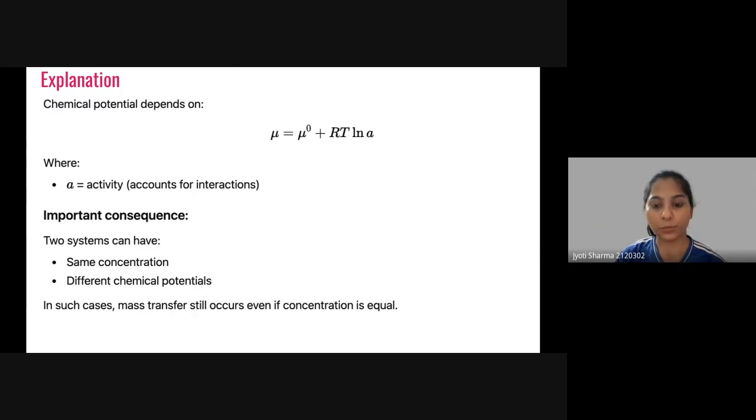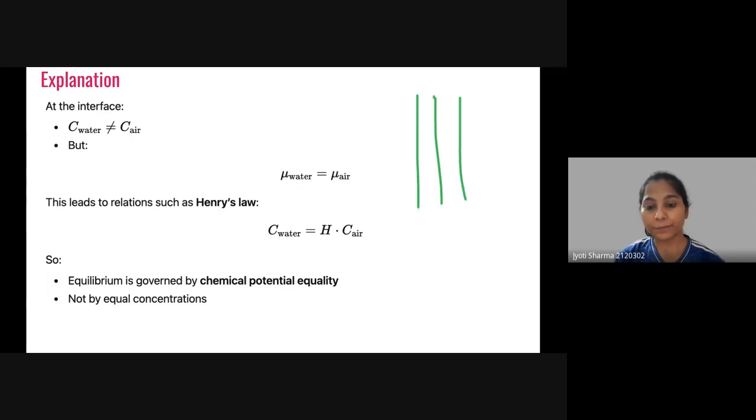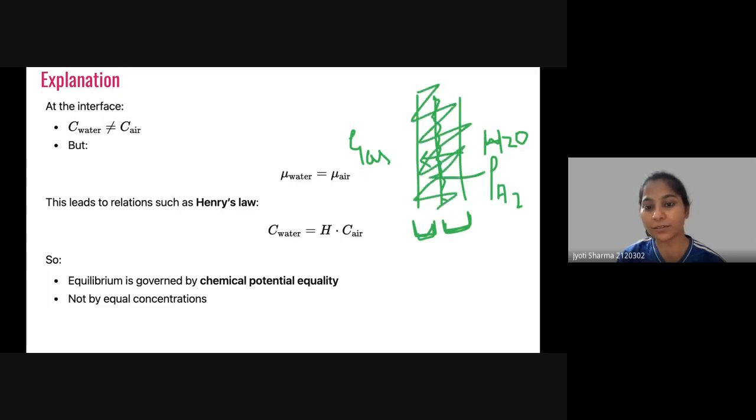I think I should skip this one. Here I just wanted to give you one example, at an interface. So again, I'm drawing the same thing. This is your interface. This is your water, and sorry, this is your gas, and there is some concentration of A that we have in the water, and we will move this concentration from here to here. Obviously the concentration in this phase will be different from this place. These are your thin boundary, and this is your gas and water.